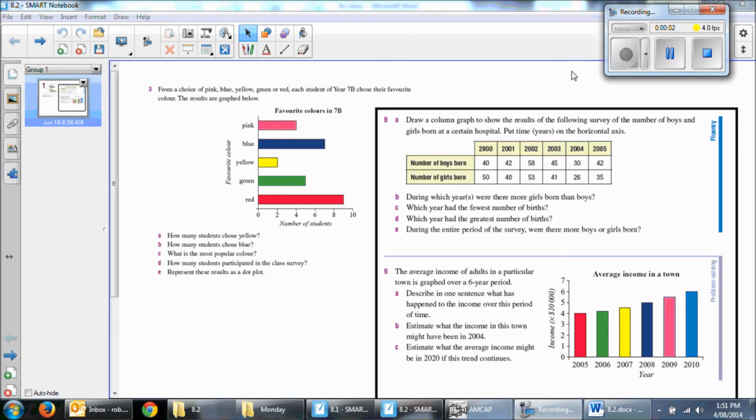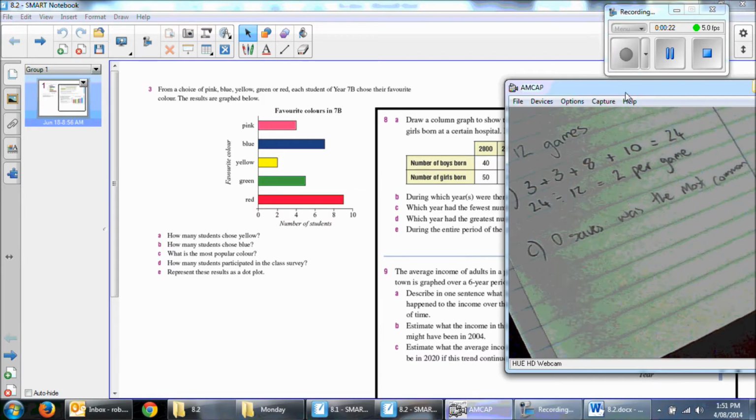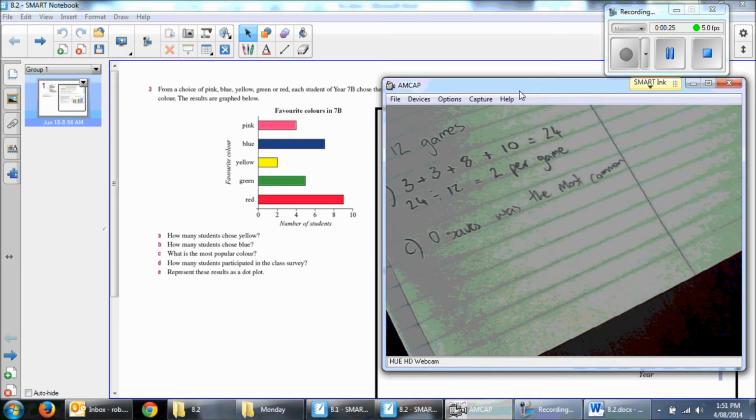Okay, so we're looking at a number of graphs here. We'll have a look at question 3 to start off with. From a choice of pink, blue, yellow, green or red, each student of Year 7B chose their favourite colour. The results are graphed below. So A says how many students chose yellow. This is where it's quite easy, we're just really working off the graph. We're trying to find out the information that we need to from the graph.